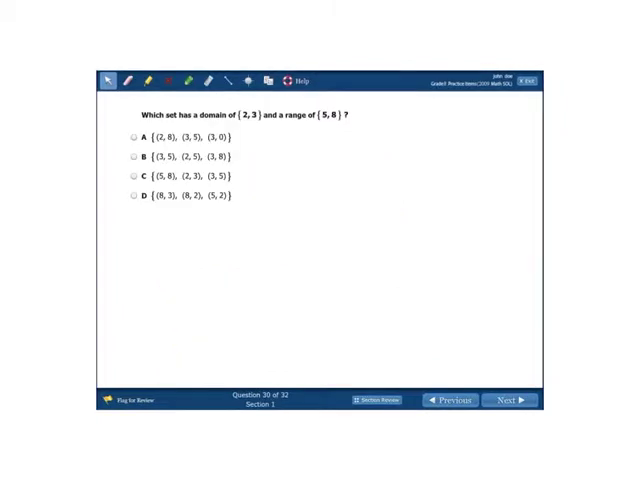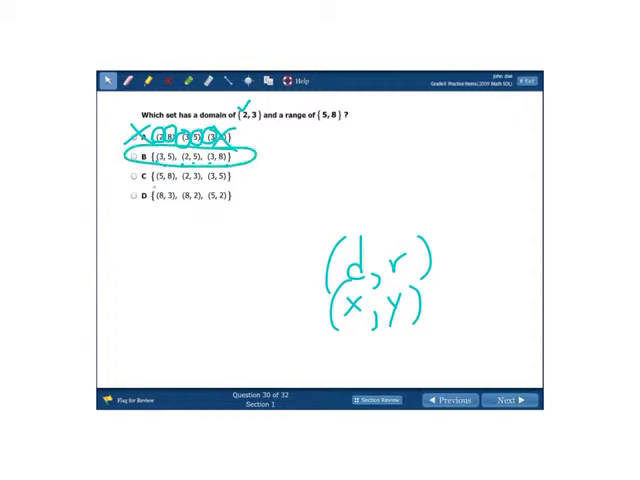Which set has a domain of 2 and 3 and a range of 5 and 8? Well, remember, we have ways to remember this. Domain and range, x and y. So your domain is your x's. X of 2, 3, 3, so that one's good. Y of 8, 5, 0. It's not A. 3, 2, 3 for the x's, that's good. 5, 5, 8, that's probably our answer. 5 for an x, that can't be right. 8 for an x, that can't be right. As long as I know the definition of domain and range, that question is super simple.